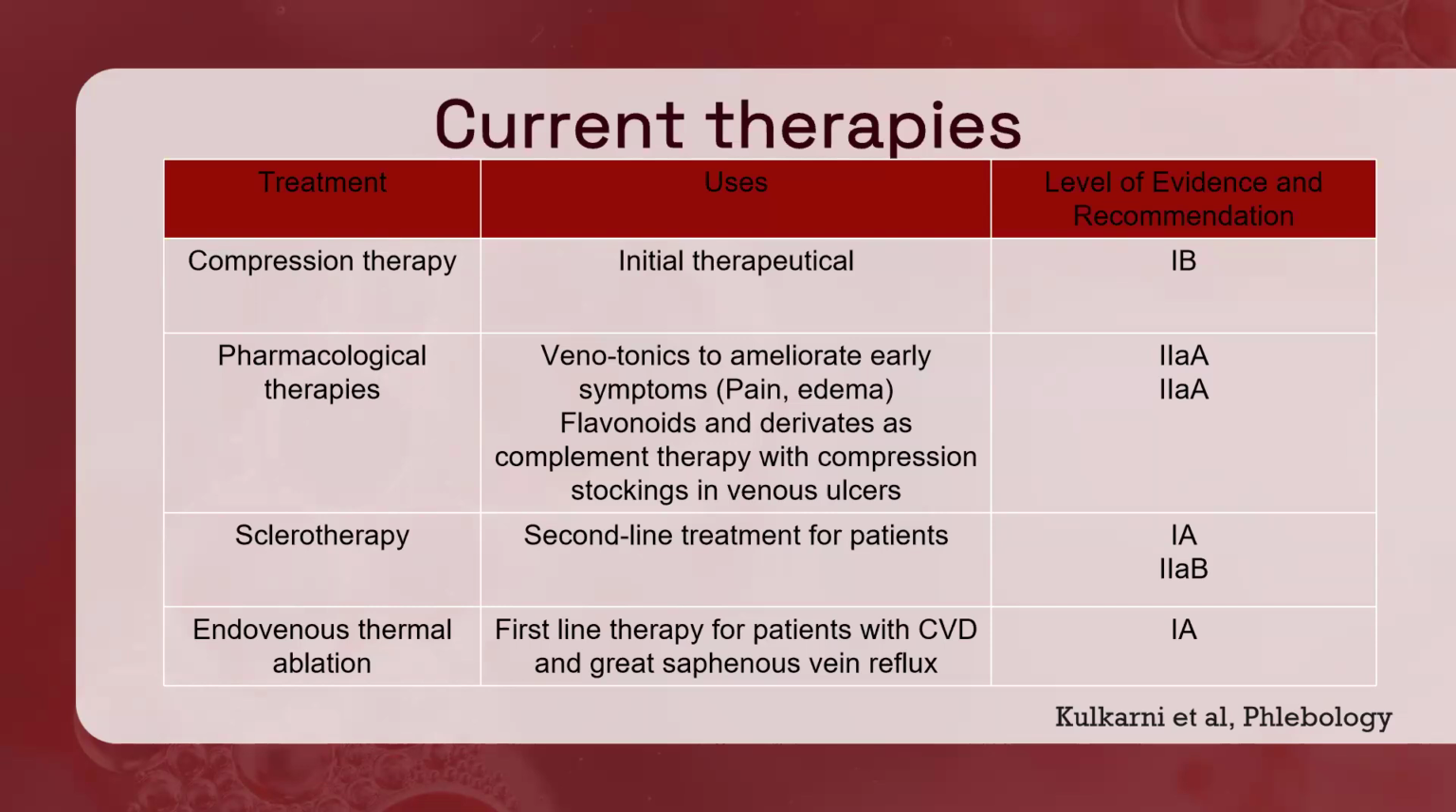Where do you get the venous ulcer? Sir, in the gaiter area, more on the medial malleolus. Why do you get the ulcer there? Sir, the oxygen tension in this area is very low.